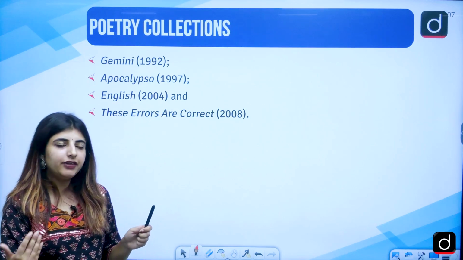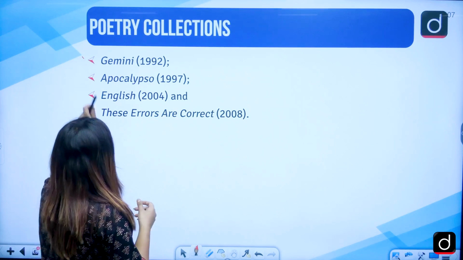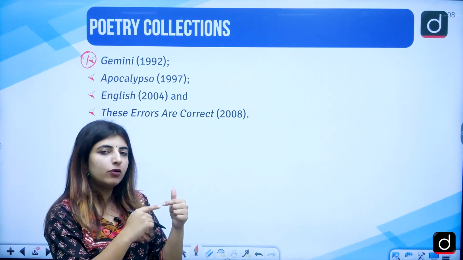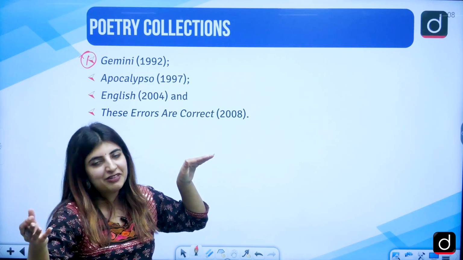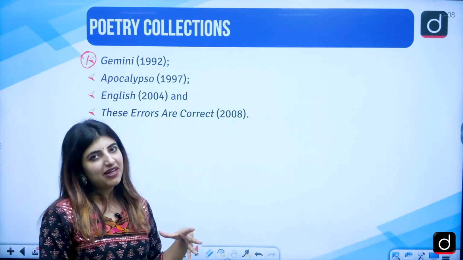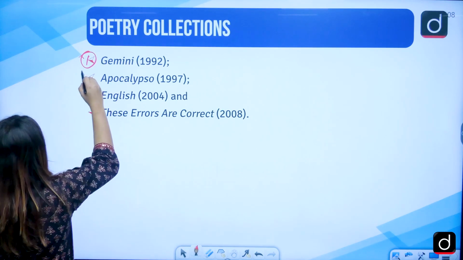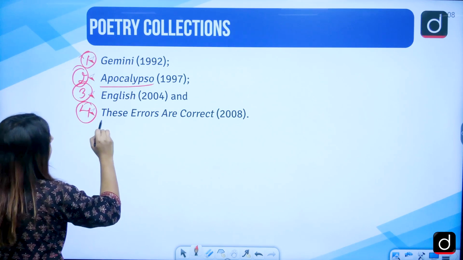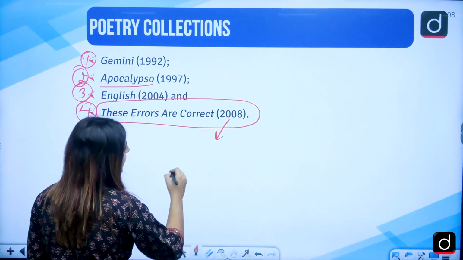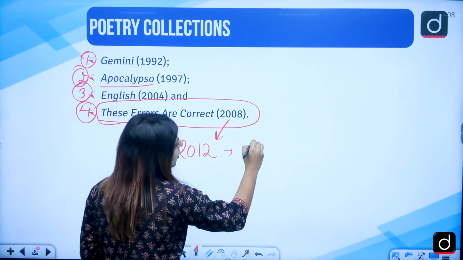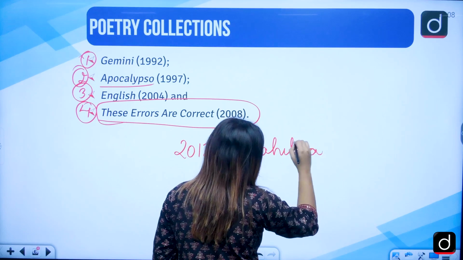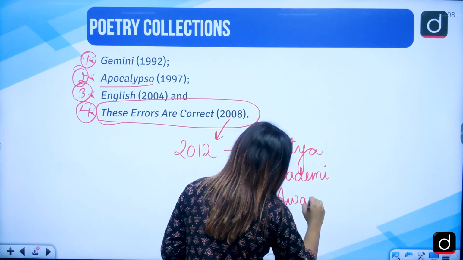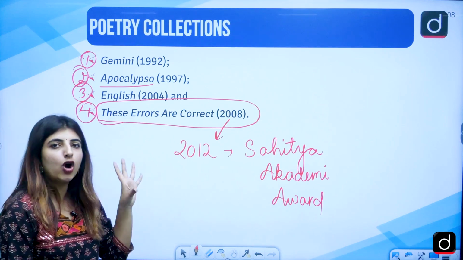There are other poetry collections of his which we all should be noting down. Number one is Gemini, correct? And I have tried to provide this in a chronological sense, so that whenever you are making your own notes, if you have your pictographic memory there when you are preparing for the examination, you know what was before and what was after. First one is Gemini, 1992. Second is Apocalypso, correct? Third is English. And fourth one is These Errors Are Correct, which was published in the year 2008. And in the year 2012, it was awarded the Sahitya Akademi Award. All right, so this was something of note.